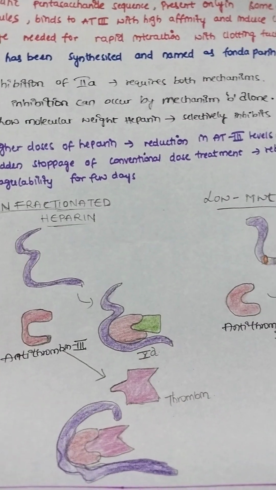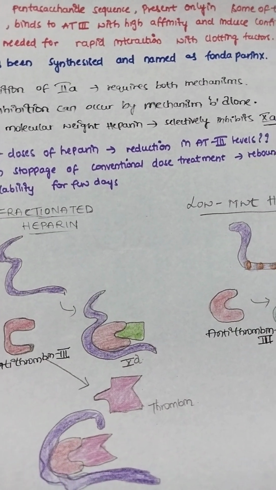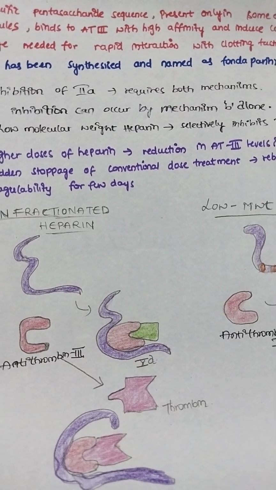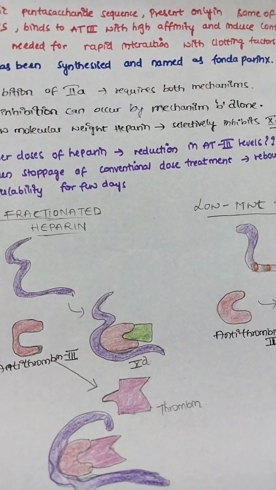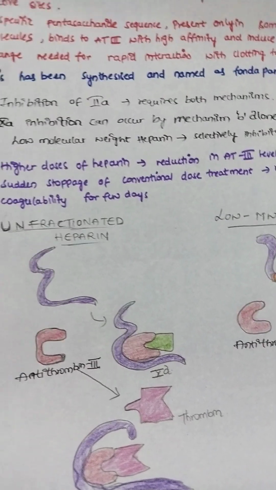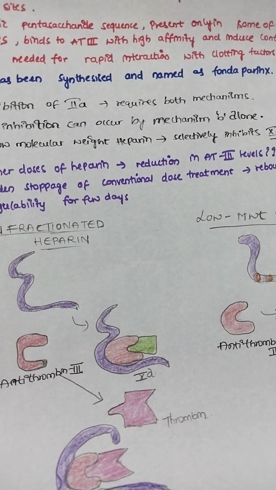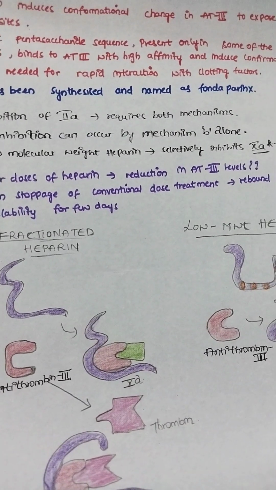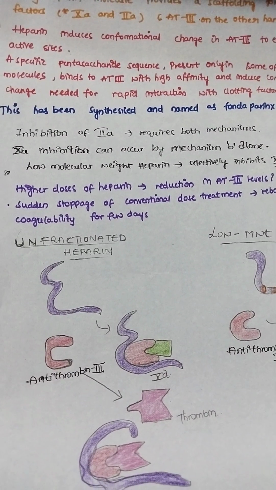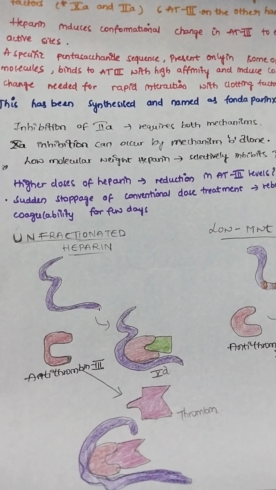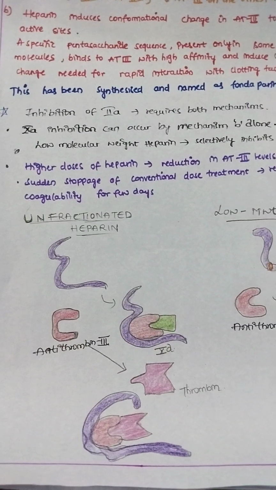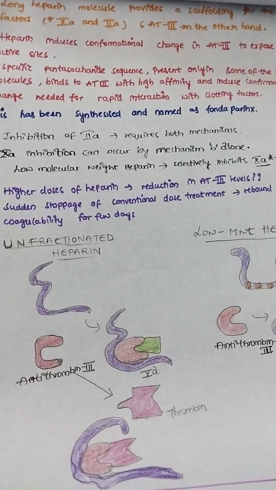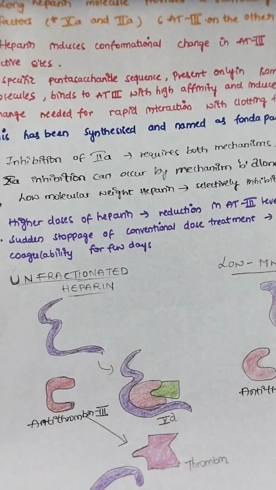If there is a higher dose of heparin, we will see a reduction in antithrombin 3 levels. Why? Because of a compensatory mechanism, feedback inhibition. Sudden stoppage during the treatment will produce rebound coagulability for a few days. Do you understand this concept? Hope you understand, guys, and we'll go further.